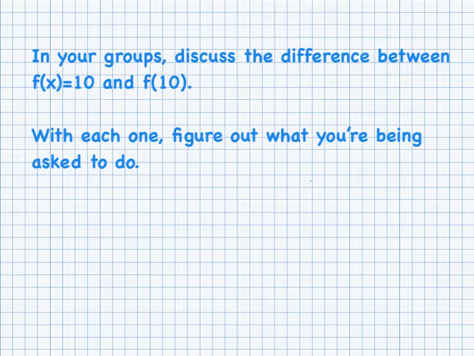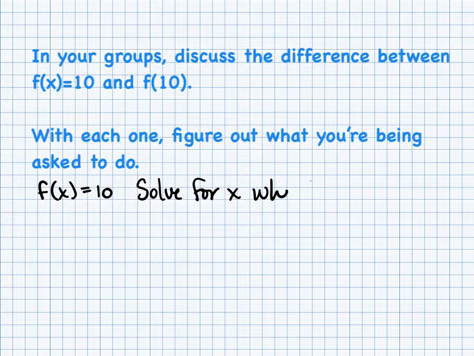So normally this would be accompanied by an actual equation like f of x equals 2x plus 5 or something like that. What f of x equals 10 means is that you are being asked to find or solve for x when y equals 10. Or rather, when f of x equals 10. But since they're essentially the same thing, and that's probably what you're more familiar with, I'm going to go ahead and write it like that.